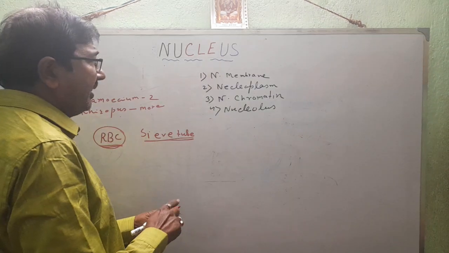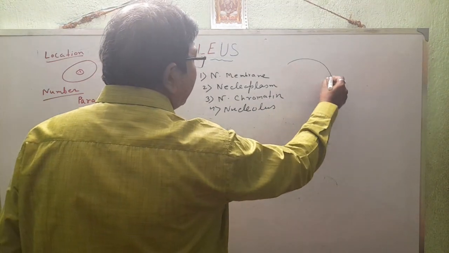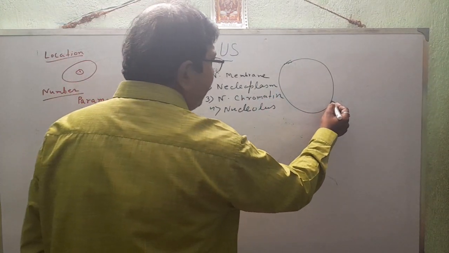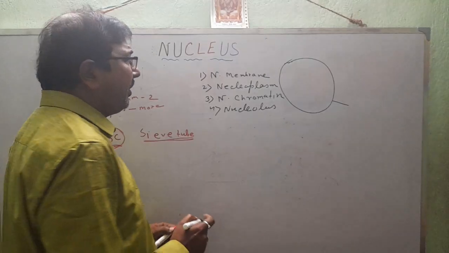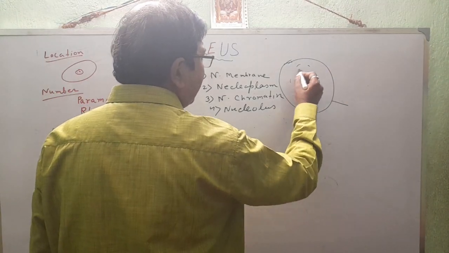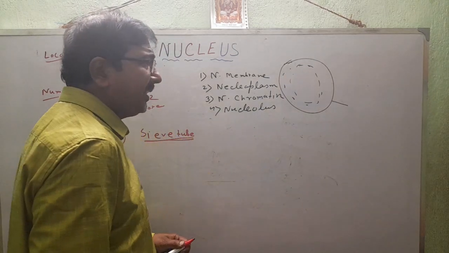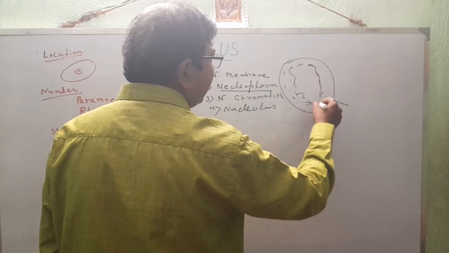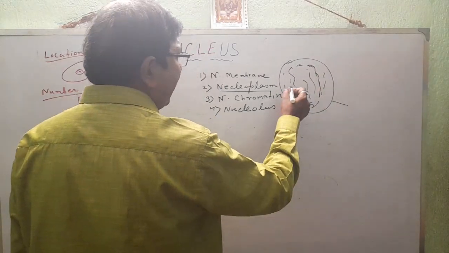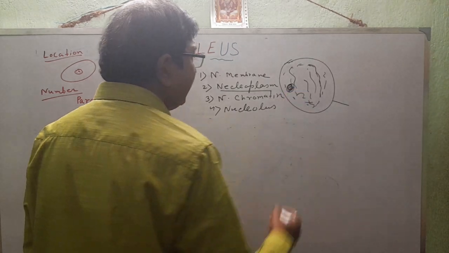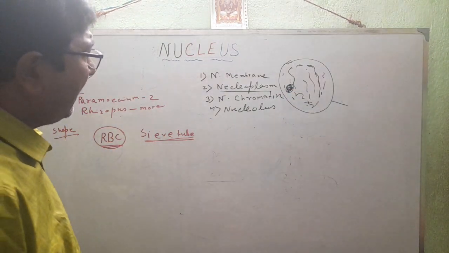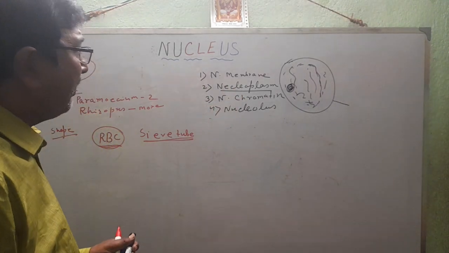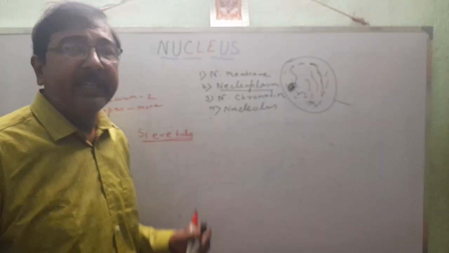Suppose this is the structure of the nucleus. This is the outer membrane. It is called the nuclear membrane. There is some transparent liquid, a transparent part. It is called nucleoplasm, and there is some thread-like structure. This is called nuclear chromatin, and another dense round structure is present. It is called the nucleolus. These are the four components present in the nucleus. Now I discuss one by one in detail.